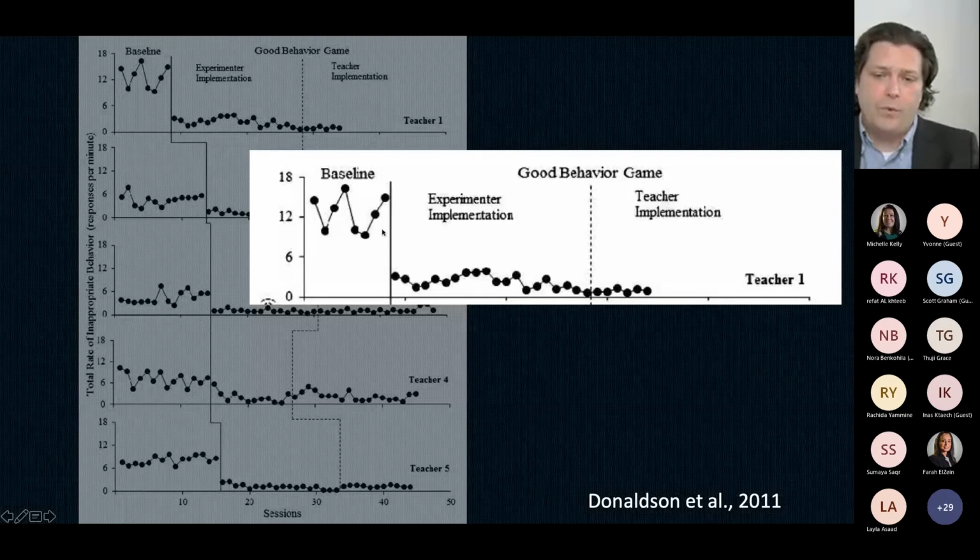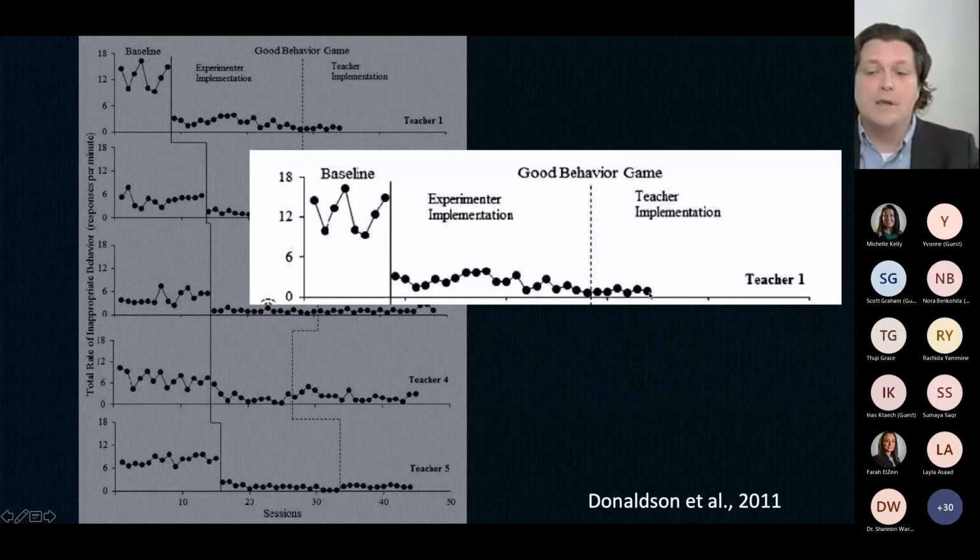And then when they implement the good behavior game, you see a very quick reduction, and that maintains throughout the intervention. And then they eventually transferred implementation of the good behavior game to the teacher, and they saw that the effects remain.